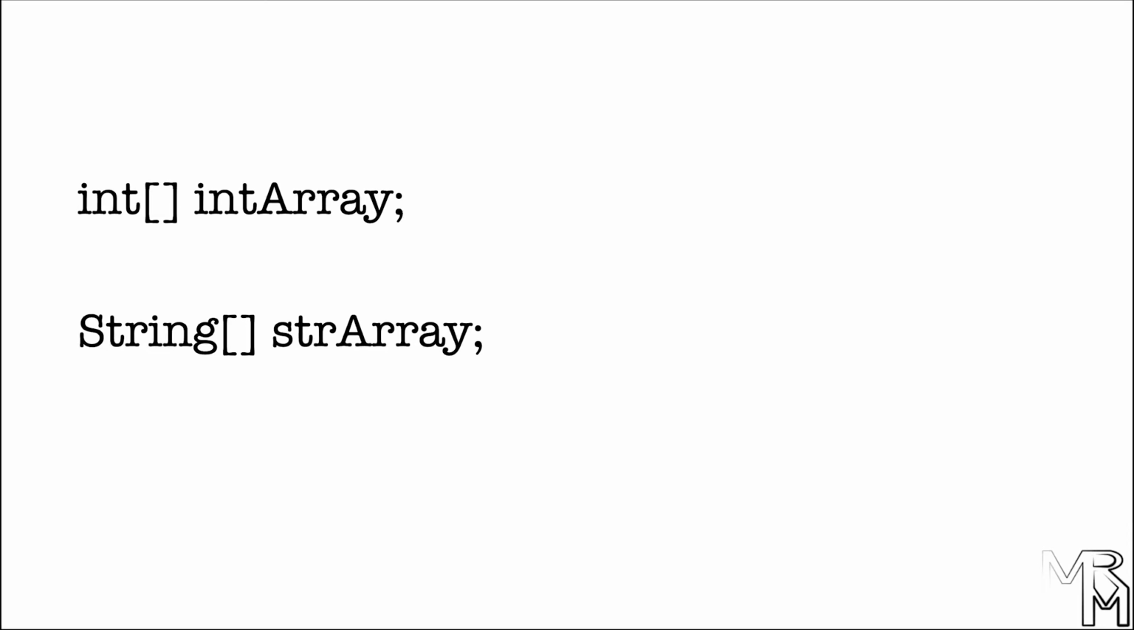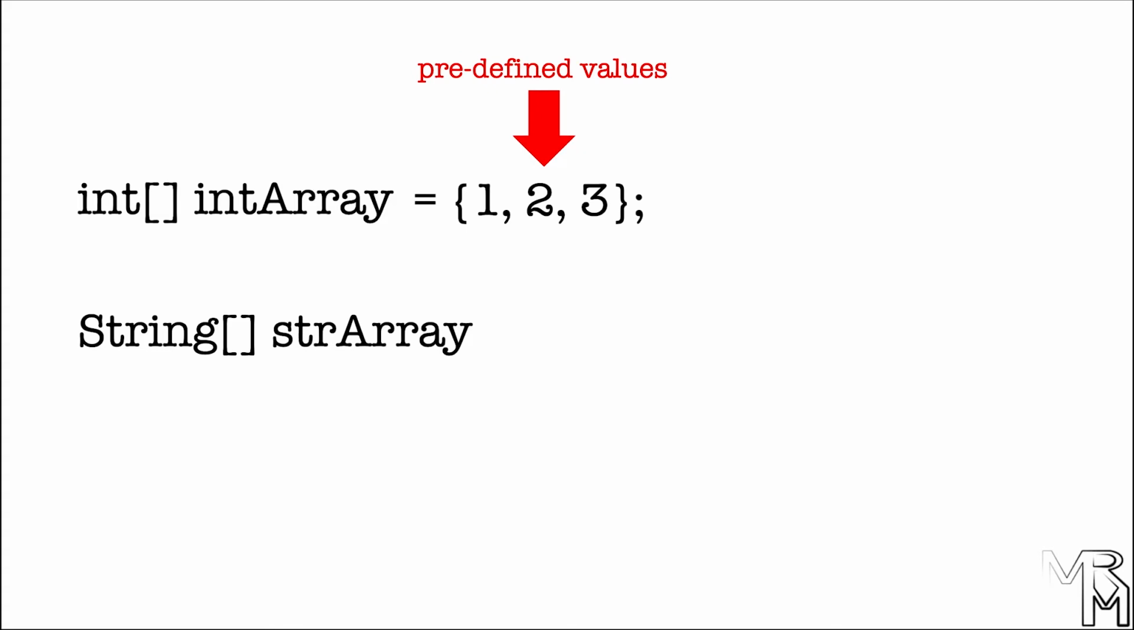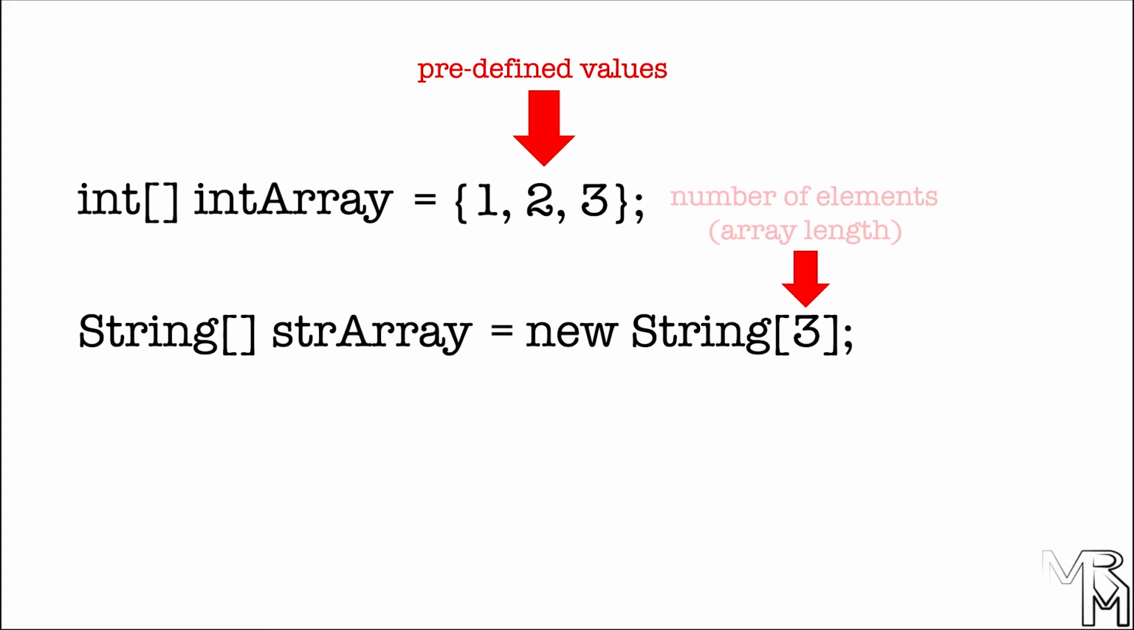How do we create an array object? In Java, there are several ways to do that. You can create arrays with predefined and default values. For example, this is how you create an int array with predefined values 1, 2, and 3, and assign the reference to the newly created array to the variable int array. And this is how you create a string array with default values and assign the reference to the array to the variable str array.